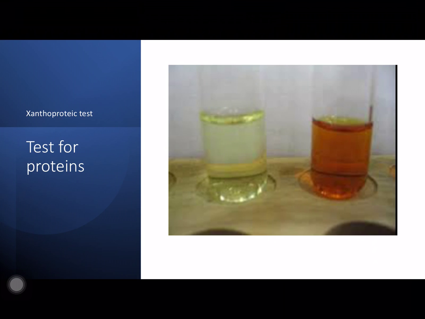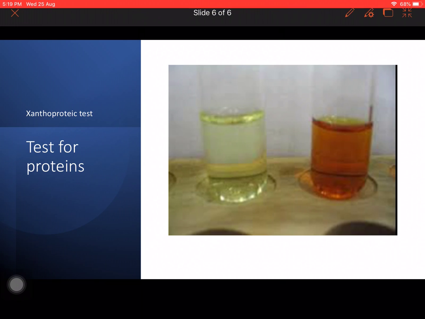Now here I have done the test of protein with the help of the xanthoproteic test. Let us discuss first what we are doing here. We are taking a small piece of the food item to be tested. Anything can be taken, it can be hard boiled eggs or any protein substance. We are adding dilute nitric acid to cover the food item, and heating the test tube very carefully. After a while we notice a yellow color has come in the test tube.